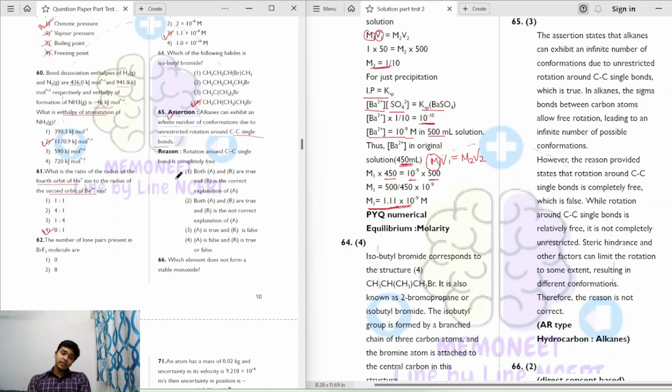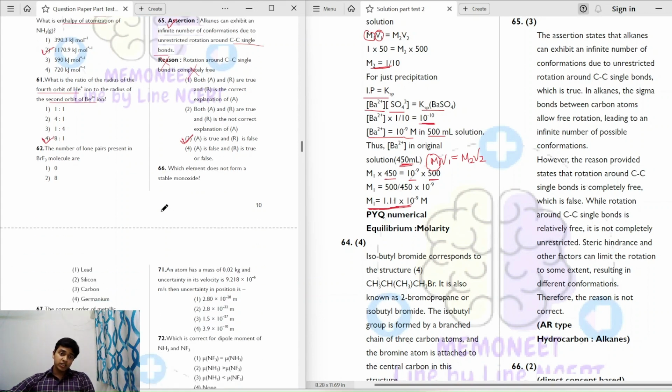But if we take a look at the reasoning statement, the reason says rotation around the C-C single bond is completely free. The rotation around the C-C single bond is relatively free if we compare with other bonds, but we cannot say that it is completely free because some steric factors and some electronic factors come into play. So the rotation is not completely free, and the reasoning statement becomes wrong. So the correct answer will be option 3, which says that the assertion is true and the reason is false.